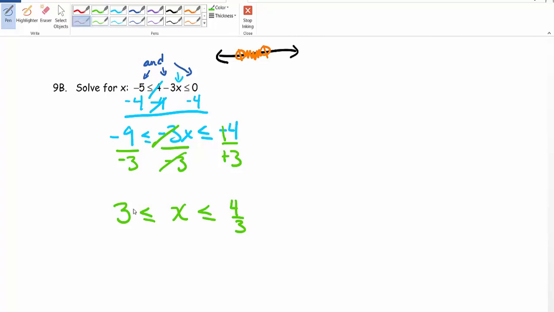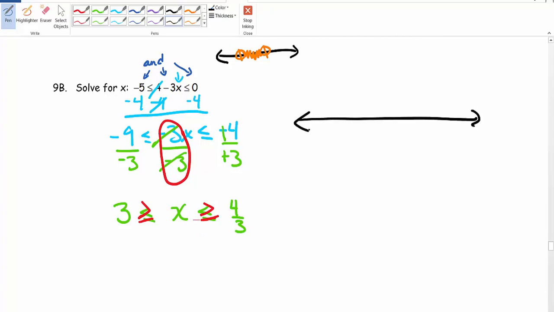Now, in just thinking about this, what is a number that is bigger than 3, but less than 1 1/3? Well, unfortunately, that doesn't actually exist, but the reason why that doesn't exist is because when we did this operation right here, we divided by a negative on all 3 sides, which means then we have to flip our signs. So we can't forget to flip the signs if we multiply or divide by those negatives. So now we have our correct inequality, and now we can go ahead and graph it.